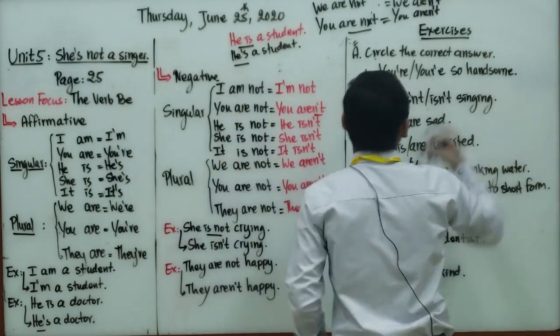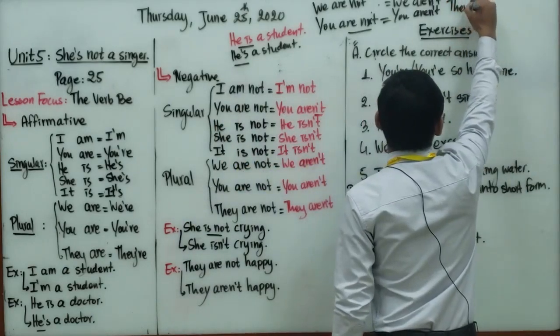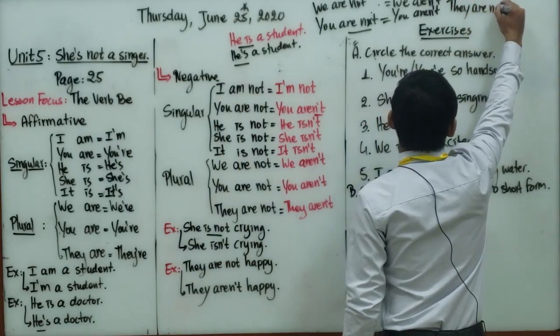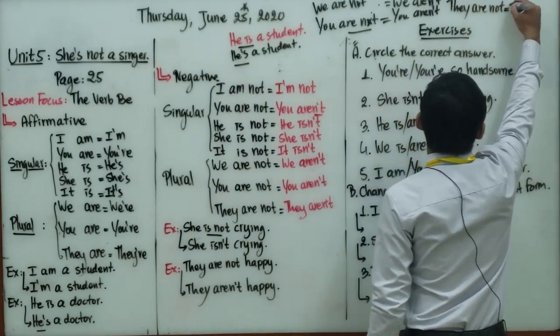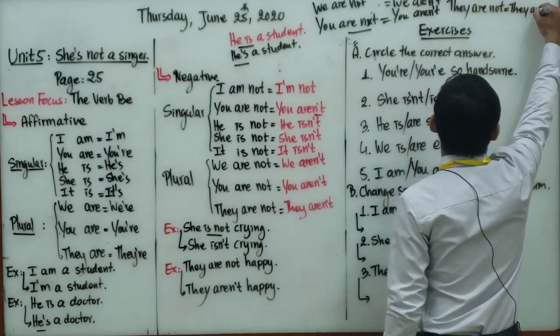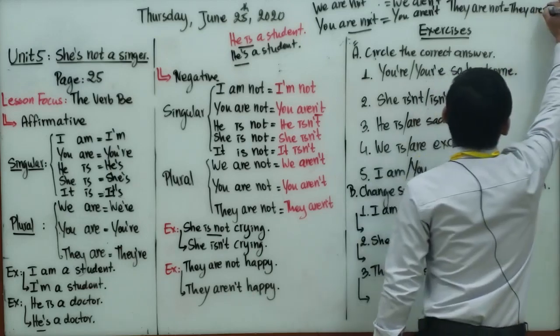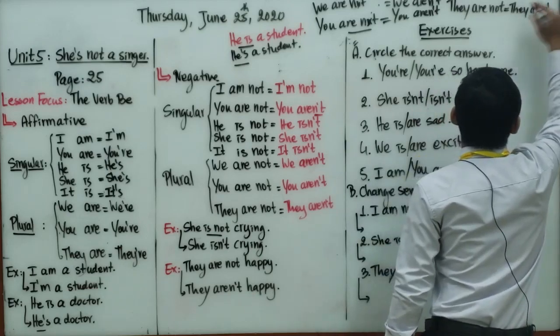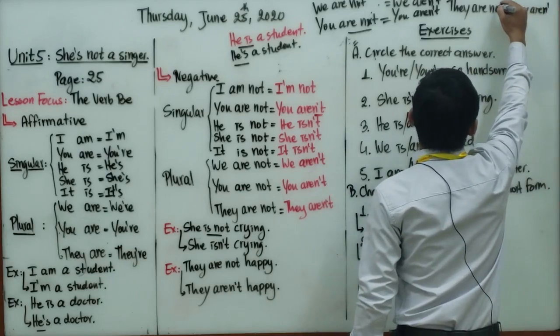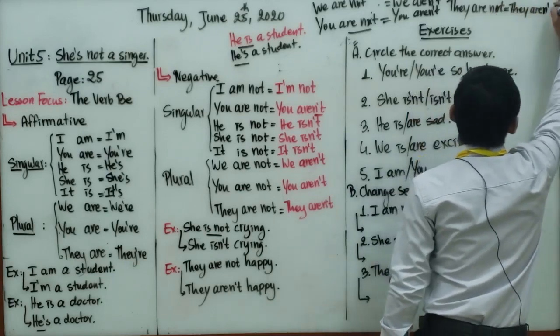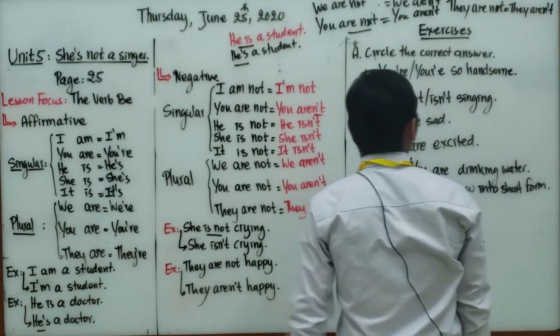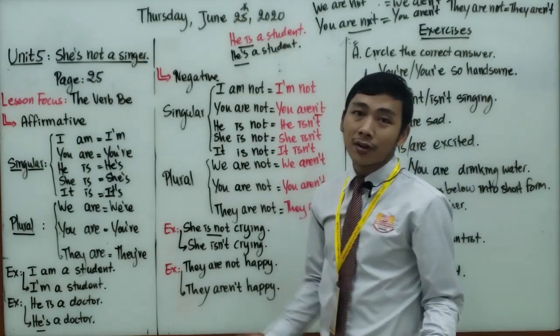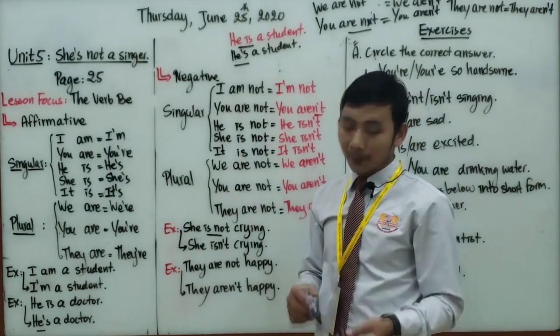One more. They are not equals what? They still remain the same. What else? You put an apostrophe. Why do we put an apostrophe here? Because we delete, what is it? Delete O and add an apostrophe and add T. Is it difficult, everyone? This is the way that you can remember.